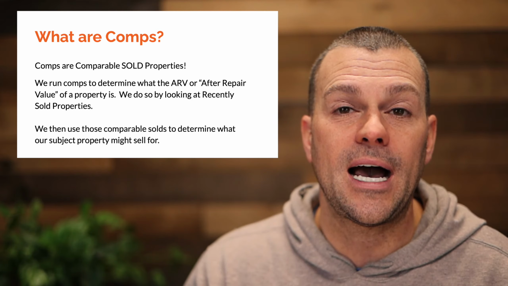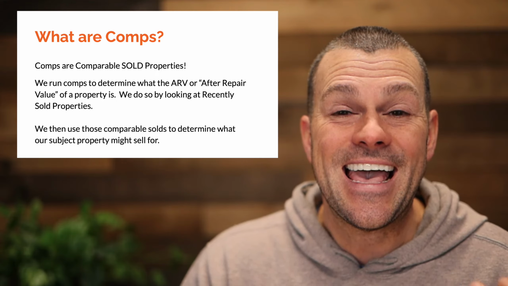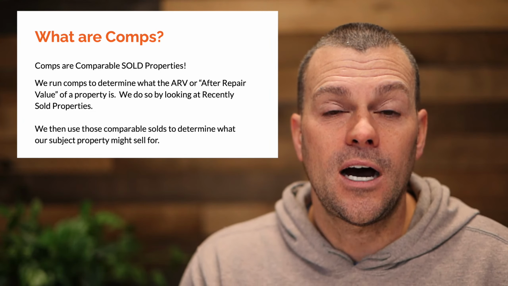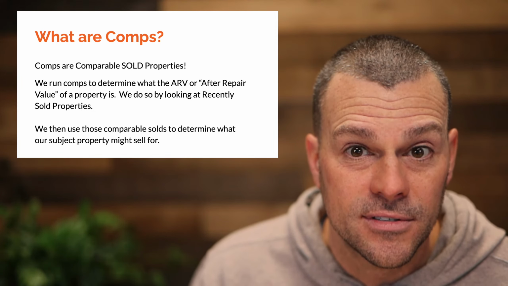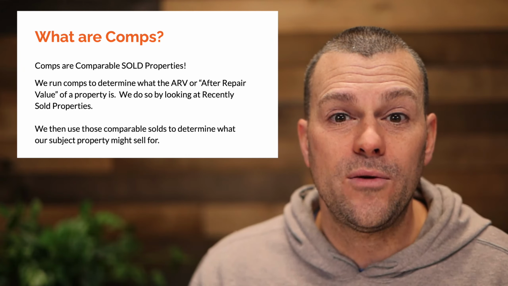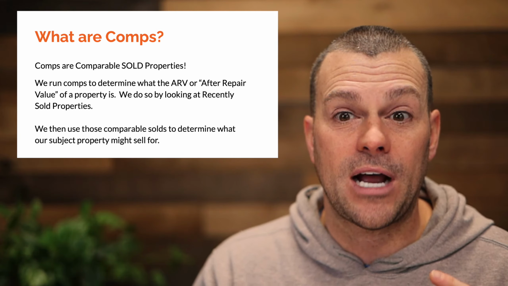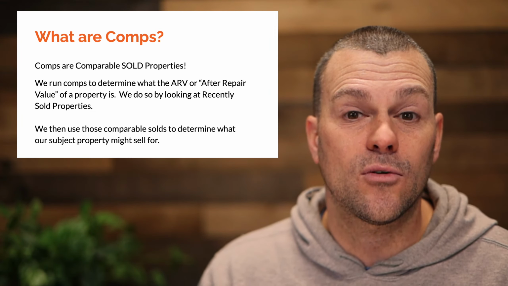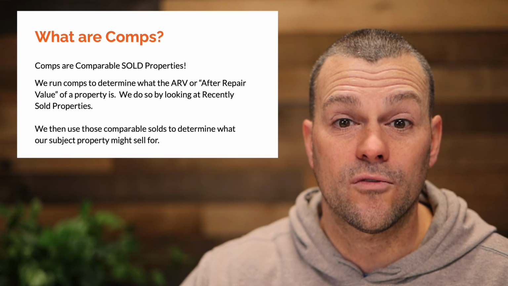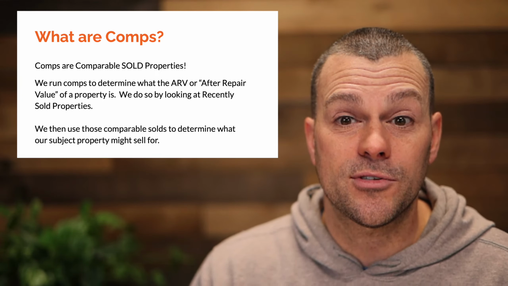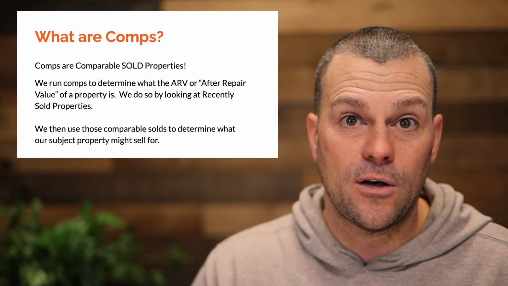So really the sold comps or the sold comparables, other properties that have sold recently in the area, are going to make up your sold comparables. And comps is just an abbreviation for comparables. It's very, very simple. So when we run comps to determine what the ARV or the after repair value of a property is, we do so by looking at the recently sold properties. That's it. It's so straightforward. Do not overthink it. We then use those comparable solds to determine what our subject property might sell for.